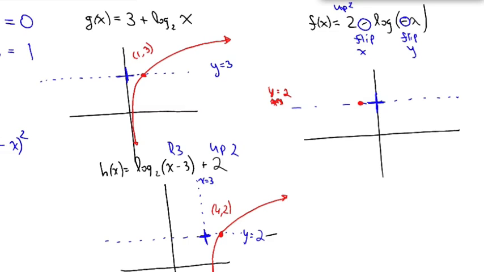Negative 1, 2. So up 2 units. Okay, so this would be negative 1, 2. Now that would flip it over the y-axis. To flip it over the x-axis, I have to be careful.